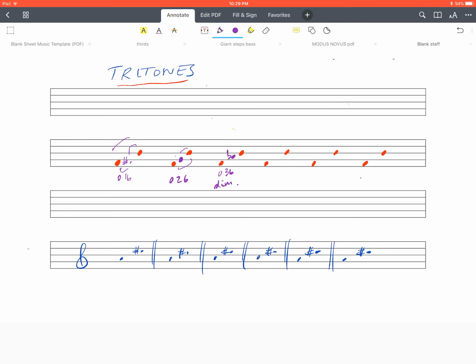And then notice as you get up to here, it's filling in again. So this is really going down an 026. Therefore, this is an 016. And the cool thing about tritones is that there are a very limited number of 3-note cells.